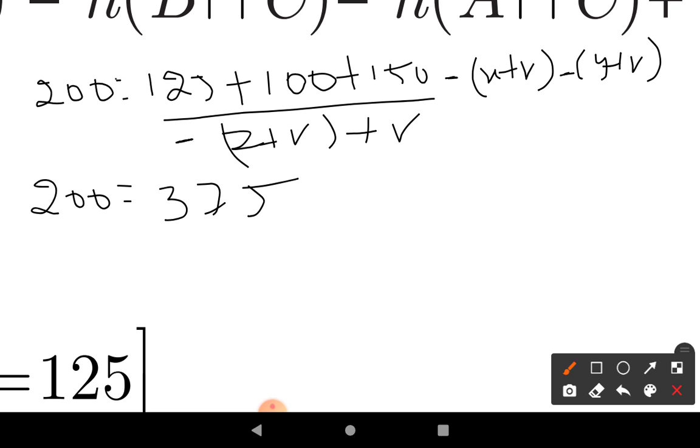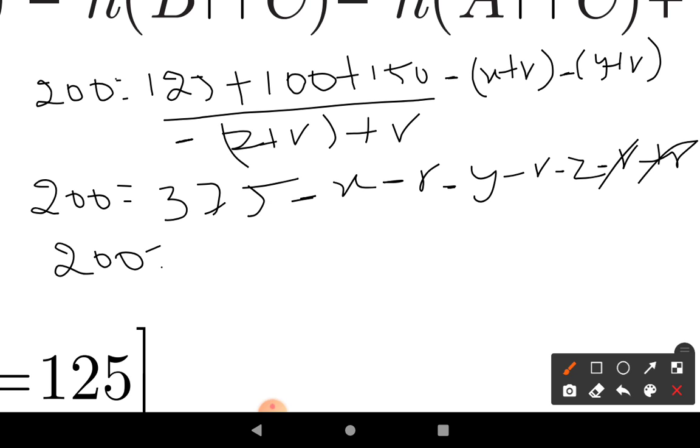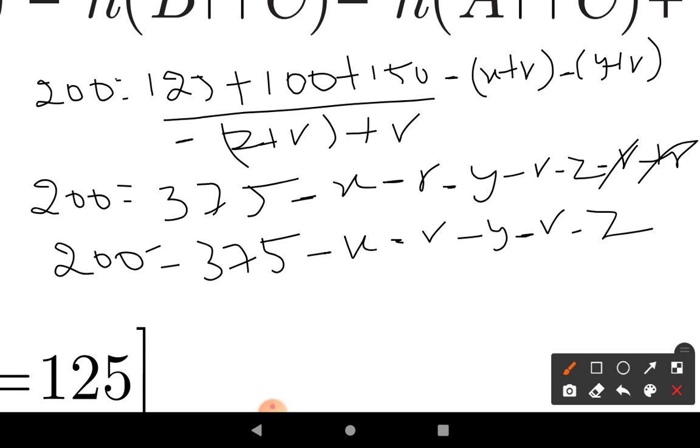Okay, so take everything from the brackets, minus x plus r, so this minus this becomes minus x and minus r, and this also becomes minus y and minus r, this becomes minus z minus r, and that plus r we can write. Now this minus r plus r cancel, so the remaining 200 is equal to 375 minus x minus r minus y minus r minus z. Okay, so I hope you understood this step.